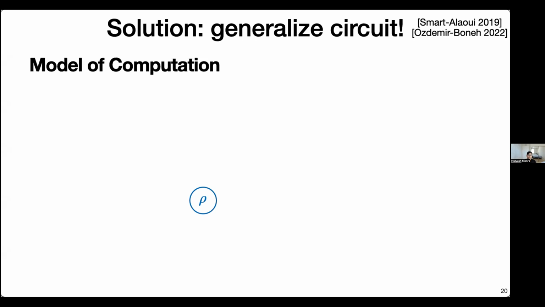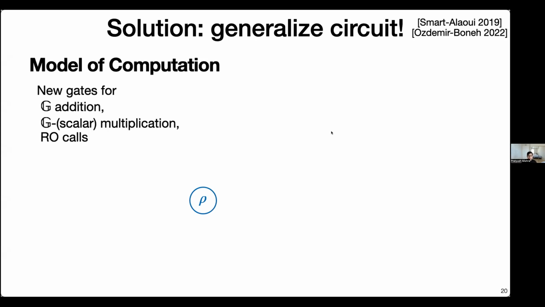But okay. So the key idea that we'll use is to take inspiration from some prior work and generalize our circuit model. So instead of just saying we have a circuit where we only do field operations, we'll extend our circuit model and add in new gates, which do, for example, group addition and group scalar multiplication and random oracle calls. And these will be like native operations that we can do inside our circuit.